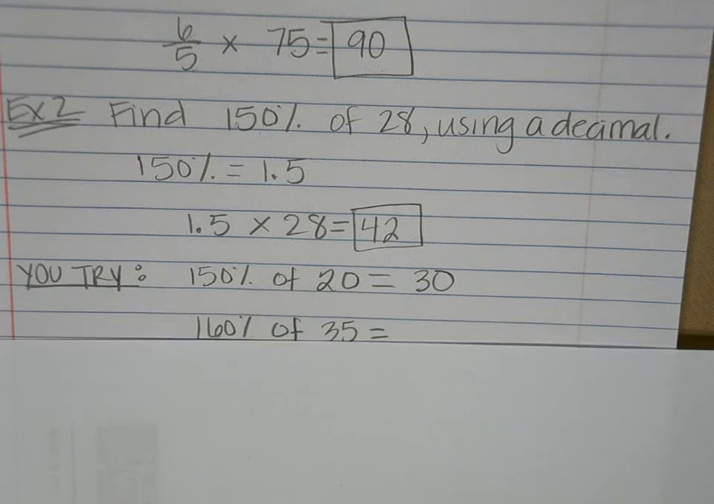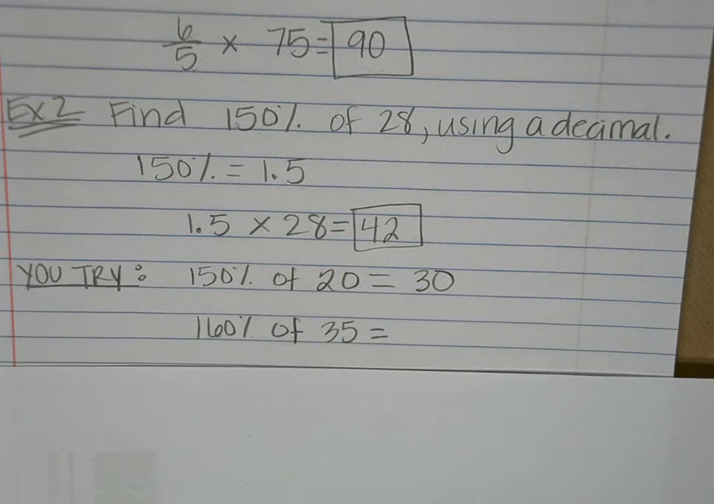All right. Try this one. 160% of 35. You decide. Do I want to use a fraction, mixed fraction, decimal? What do I want to use? Raise your hand when you have it. Not as easy to do the shortcut here.